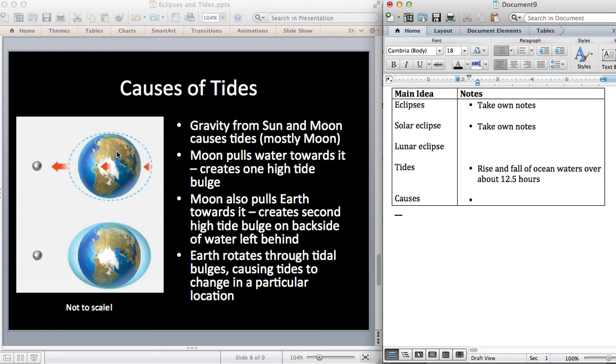So anyway, we've got the moon's gravity pulls water towards it. We see that in this red arrow right here. So it's pulling some of the ocean water on this side of the world towards it, and that creates one high tide bulge on the Earth.